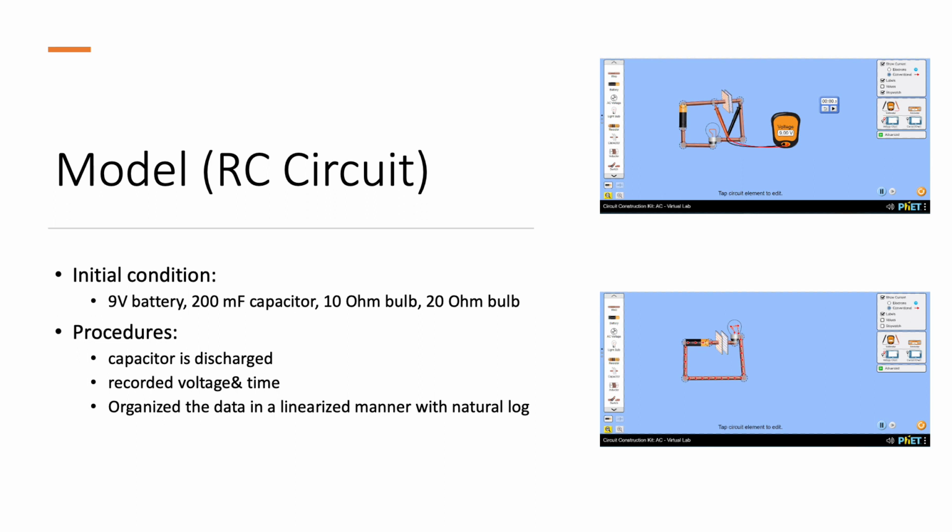For part 2 of the experiment, the RC circuit, I used a 9V battery, a 200 mF capacitor, a 10 ohm bulb and a 20 ohm bulb to construct the circuit, and I recorded the time for the capacitor to discharge and charge. I recorded the voltage over time and organized the data in a linearized manner with natural log.